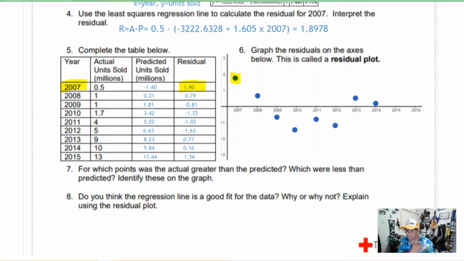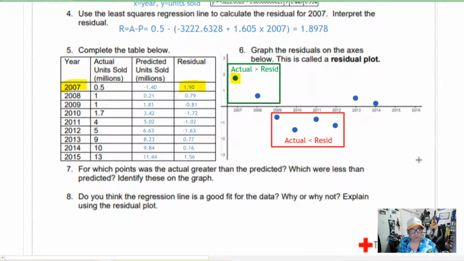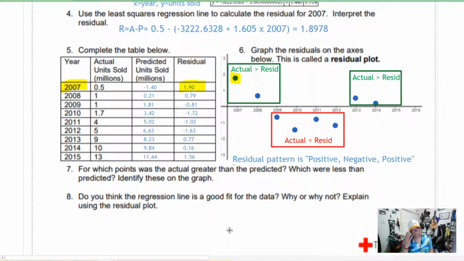Now, there's a few things that you can see here. The first thing is if we group the points by their y coordinate, we can see for these first two points, the actual value was greater than the predicted value. Then we have a few points where the actual is less than the predicted, so actual minus predicted is a negative value, followed by a couple more points where the actual is greater than the predicted. So the residual pattern is positive, negative, positive.